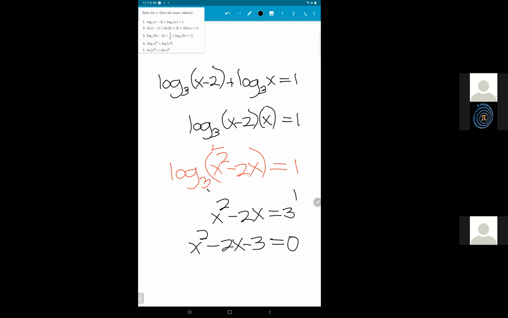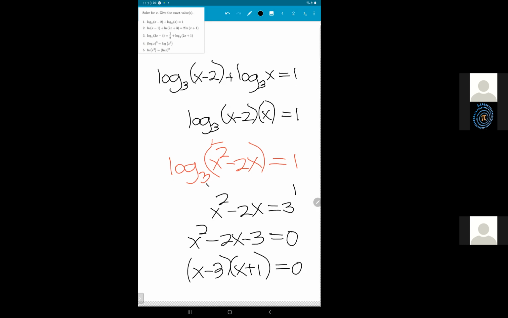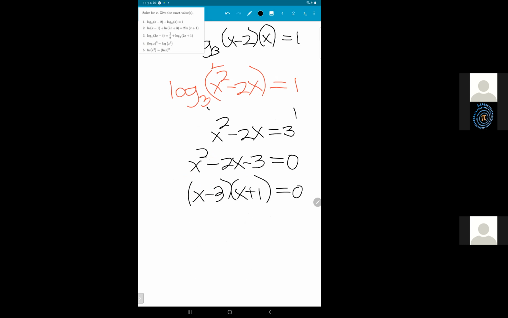So let's factor this one. It's x minus 3 times x plus 1 equals 0. Okay, so that gives you two possible answers, positive 3 and negative 1.